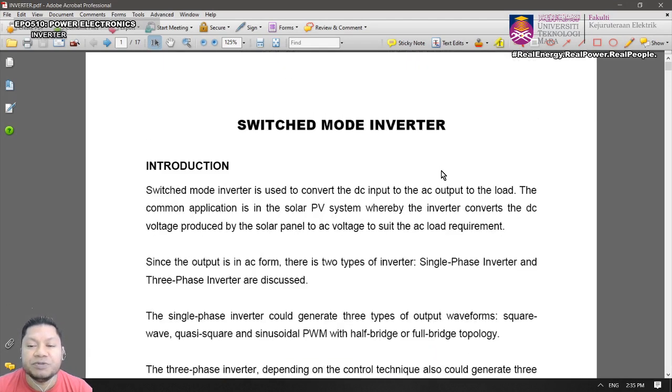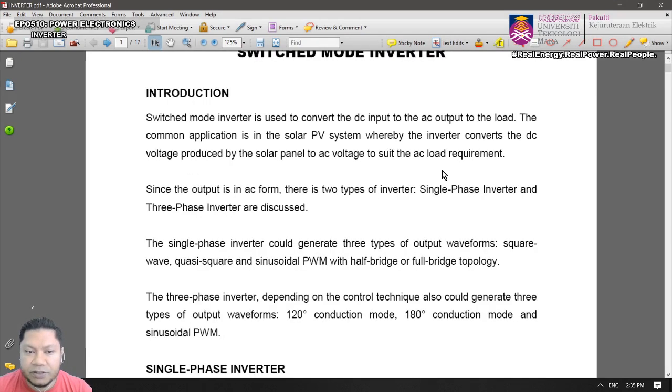So the switch mode inverter, as we all know, is used to convert the DC input to the AC output. The common application is the solar PV system, whereby the inverters convert the DC voltage produced by the solar panel to AC voltage to suit the AC load requirement.